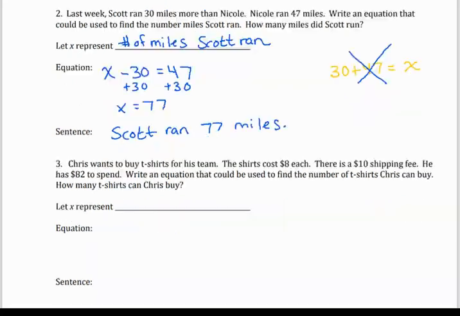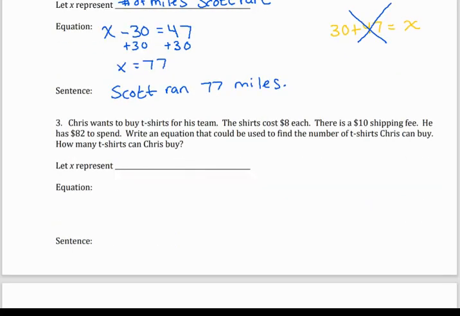Okay, number 3. Chris wants to buy t-shirts for his team. The shirts cost $8 each, and there is a $10 shipping fee. He has $82 to spend. Write an equation to find the number of t-shirts he can buy.